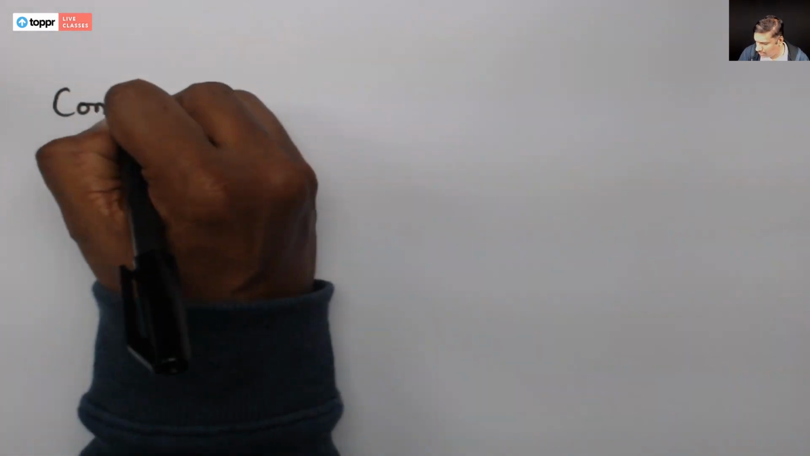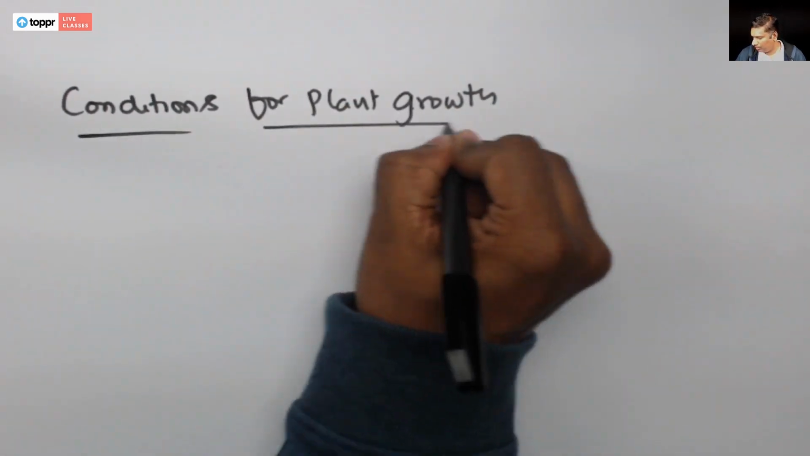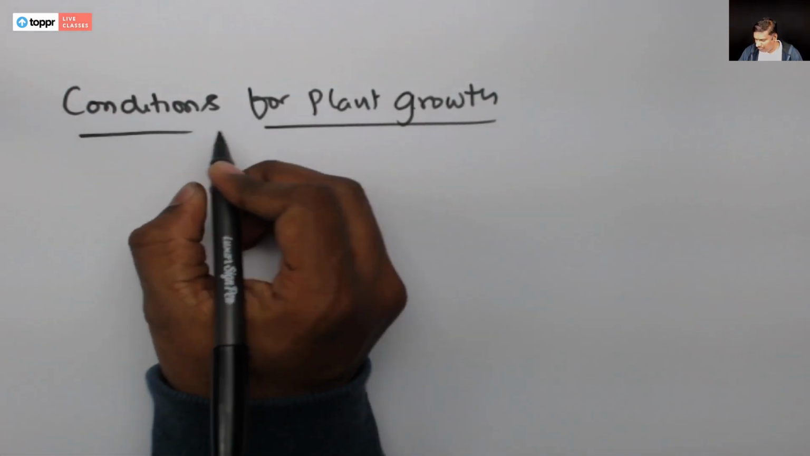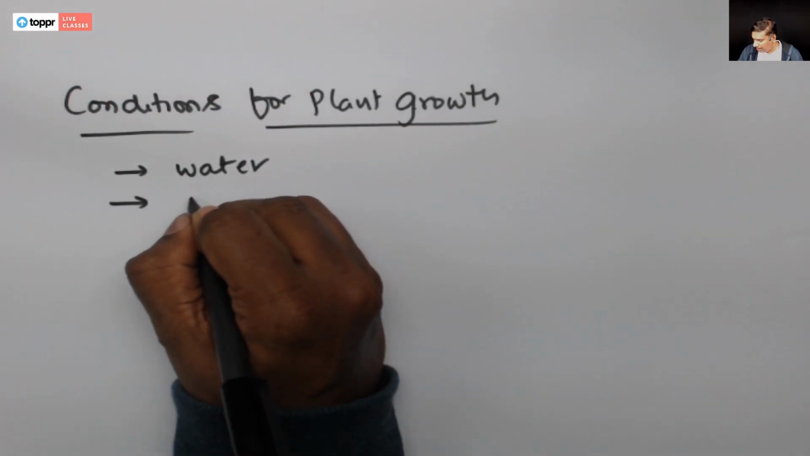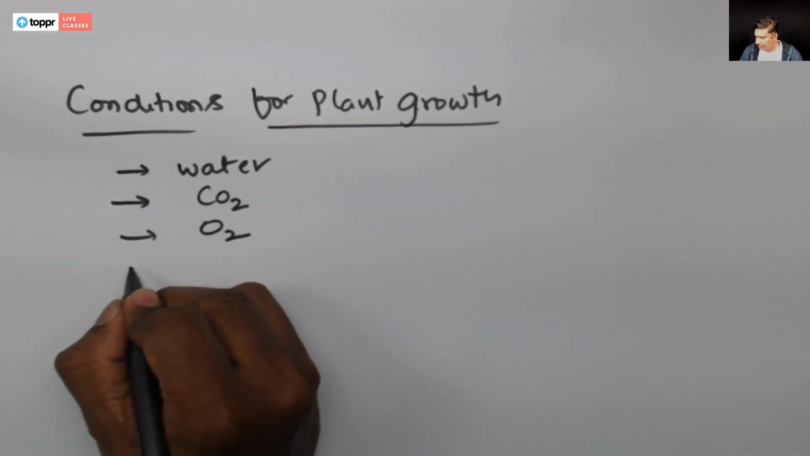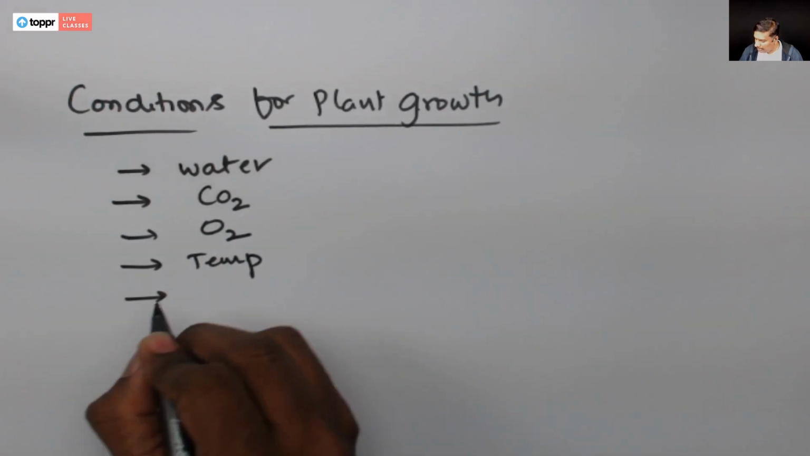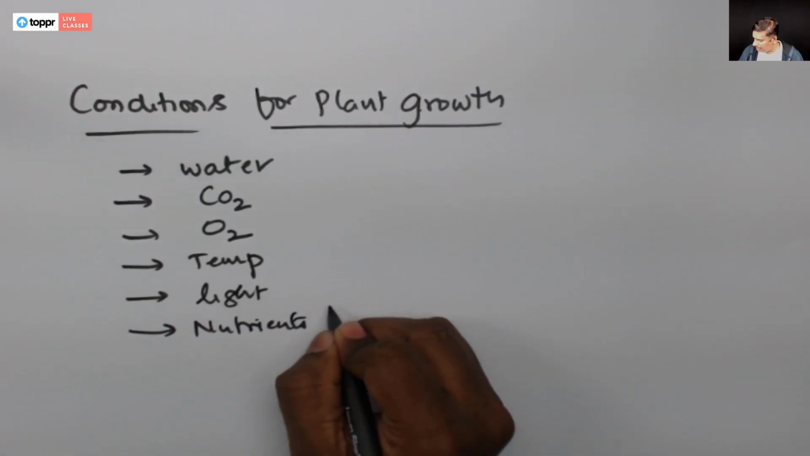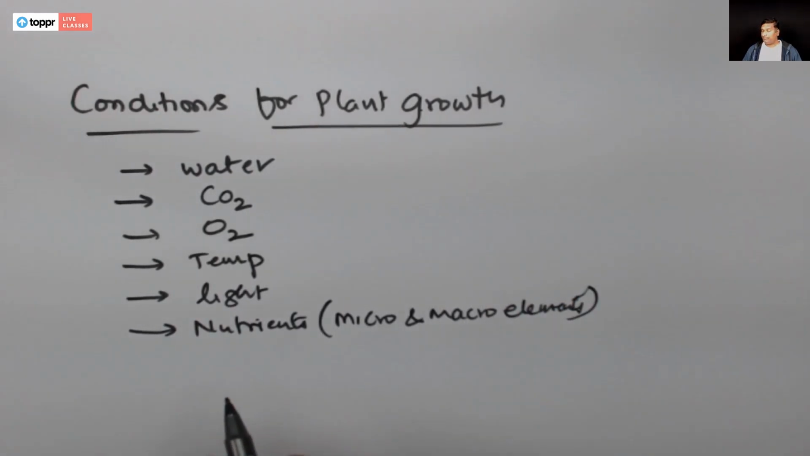Now, if we move to the next aspect, which is the conditions for plant growth. If we have to list out all the various factors that are essential for plants, it will be a long list, but we can group them together, and we have a few things which are absolutely essential. We have water, and all the plants require carbon dioxide. They all need oxygen. Then they also need an optimum temperature for growth. Then of course, in addition to these, they need light and nutrients. What I'm talking about here is micro and macro elements, because plants are autotrophs.